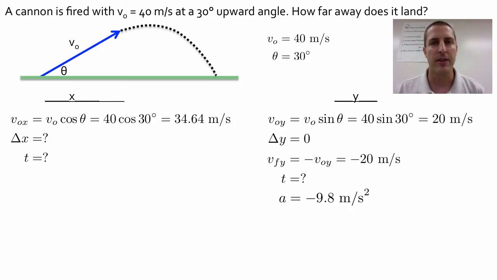That's only true if it starts and ends on the same level. We don't know time, but we do know the acceleration because it's taking place on Earth, so our acceleration due to gravity is negative 9.8 meters per second squared. So let's look at what equations we're going to choose.